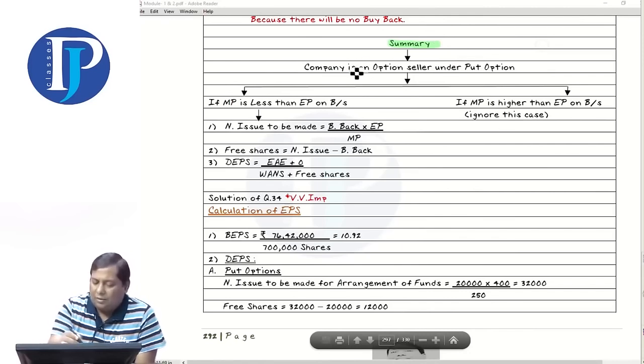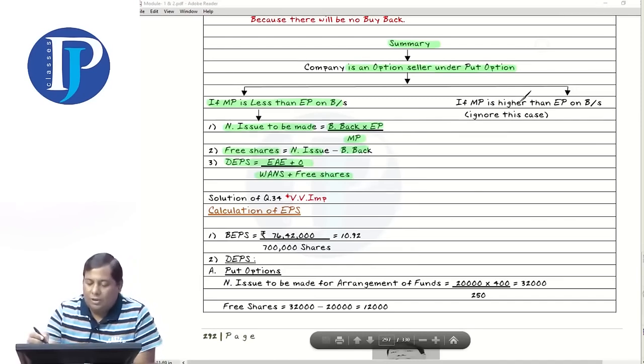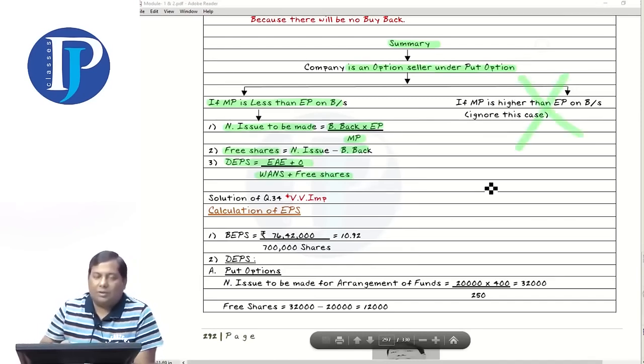Look at this, what will we do with the option seller in the put option? If something in the market is cheap and we can sell it at a higher price, we can use the option. What will we do first? Buyback is exercise price divided by market price. We will know the amount of issue required. New issue minus buyback, you get free shares now. You already know the next step, while the second case can be ignored.